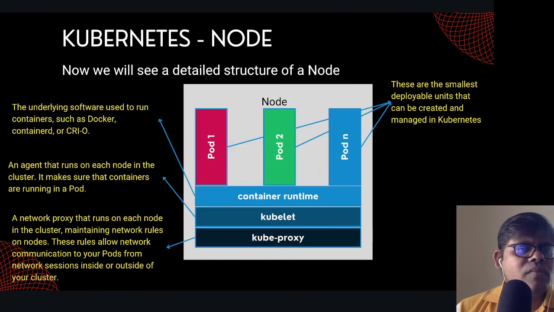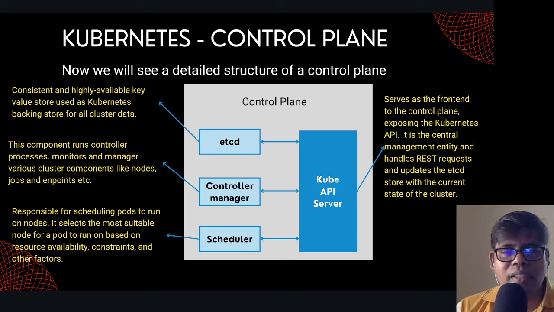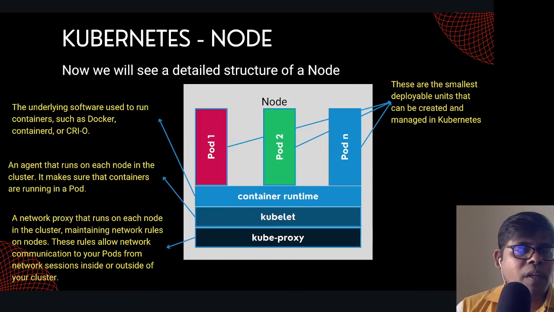Next. So here we'll see the structure of a node. Previously we saw the control plane, and via this control plane is connecting to the node. Here is how a node looks. So it has these elements: kubeproxy, kubelet, and container runtime.